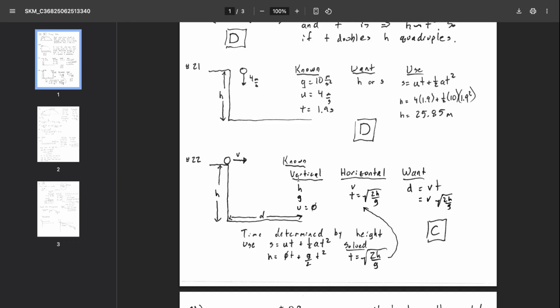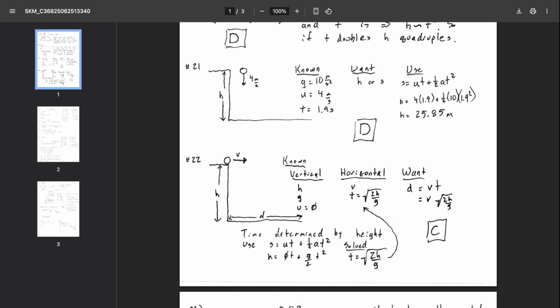So make sure you keep your variables separate. There will be some overlap. For example, time is going to exist in both of these. In this case, the time to go from here to the ground would be the same as the time to go from this point right here to that point.